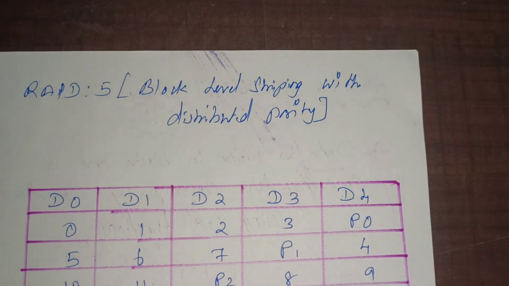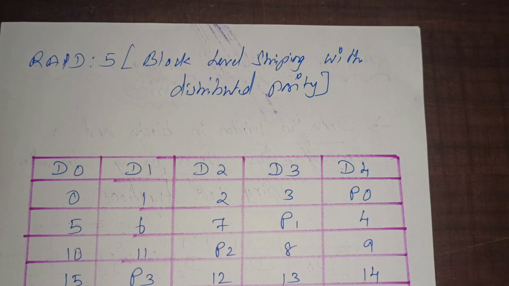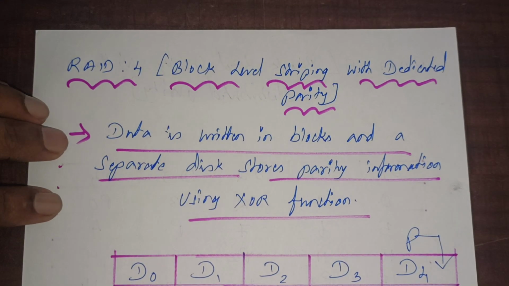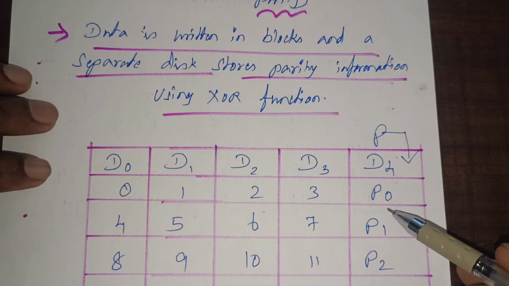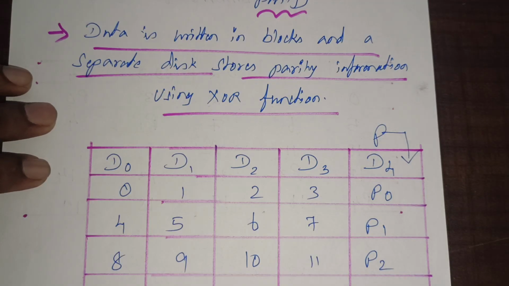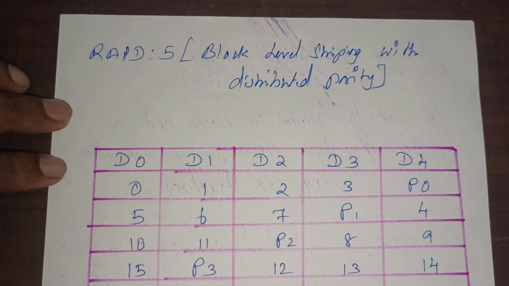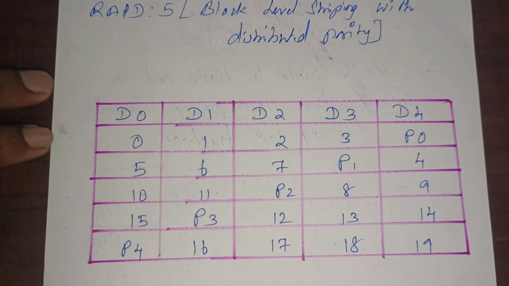Let me take you to RAID number 5. What is actually RAID number 5 here? You can check it. Block level striping with distributed parity. Say for example, here in RAID number 4, dedicated parity has been adopted because all these parity bits are stored in one single disk. But here you can check the parity bits are stored in a distributed way, right? So what is the advantage here?